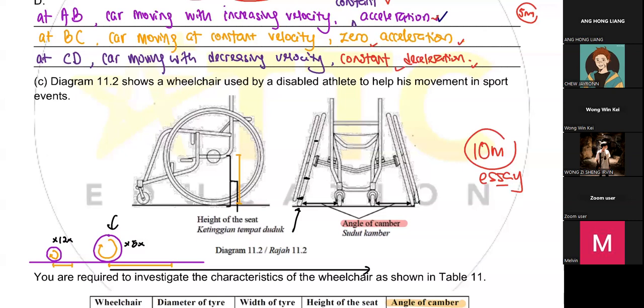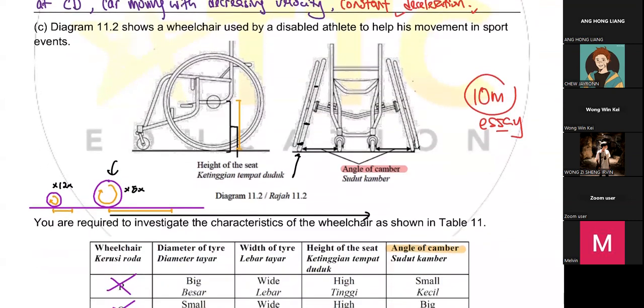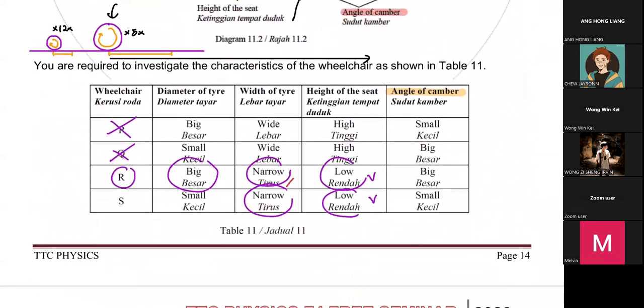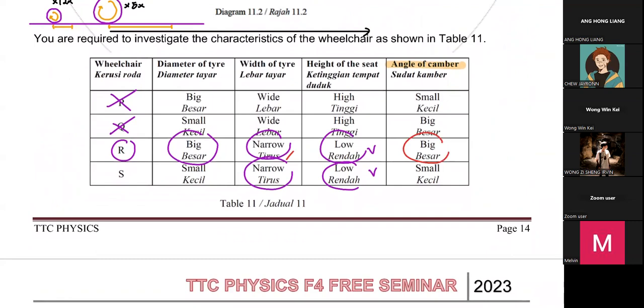So therefore, we will go for a larger diameter. Okay, but anyway, a narrow tire reduces the friction so that it can naturally roll further. Because if you have more friction, then it will come to a stop faster, right? Okay, now we want a larger camber.